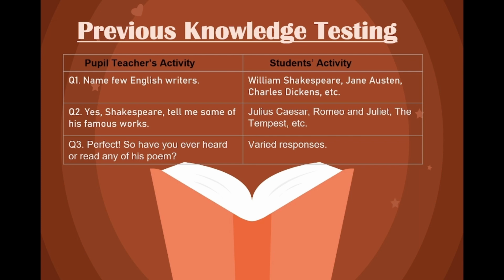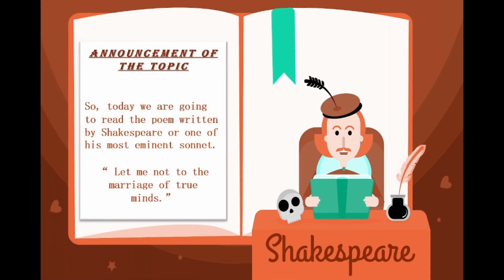You can move forward like that. Next slide would be your announcement of the topic. So you would be announcing, like, today we are going to read a poem written by Shakespeare, one of his most eminent sonnets, which is "Let Me Not to the Marriage of True Minds." So while introducing the topic name, you have to write it down on your board, and you can move further.